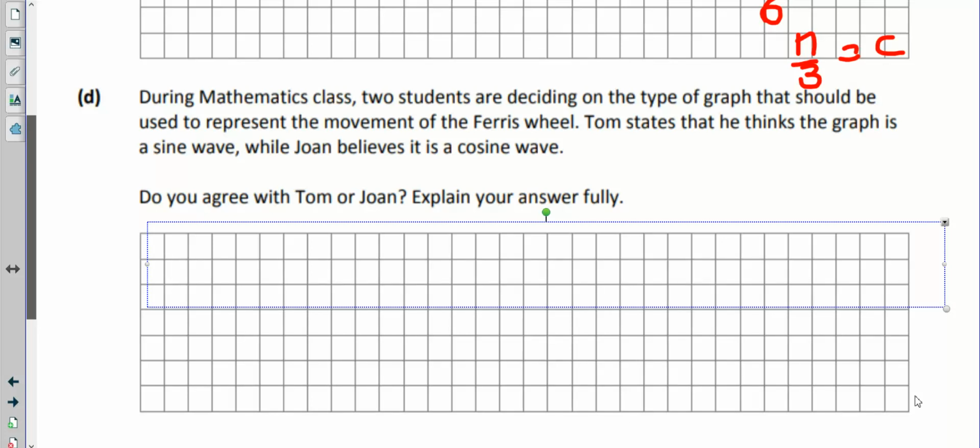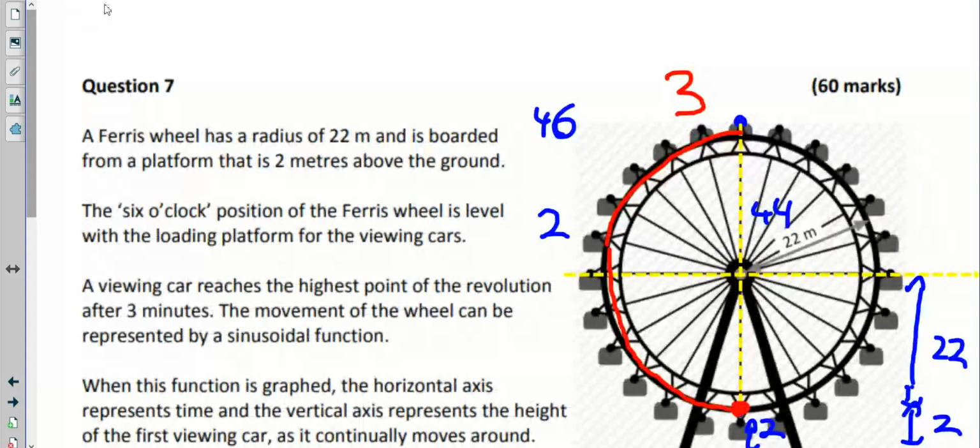Sine starts at the middle. Cos starts at the end. Do you start in the middle of the Ferris wheel or the bottom? Start at the bottom, don't you? This emphasizes not a sine wave, therefore it must be a cos wave.